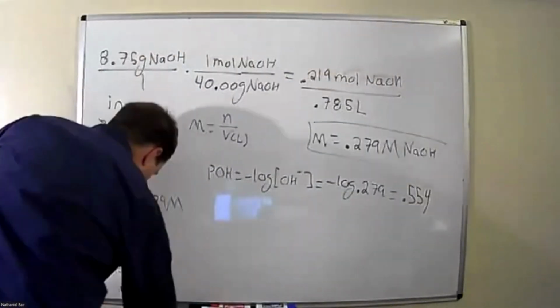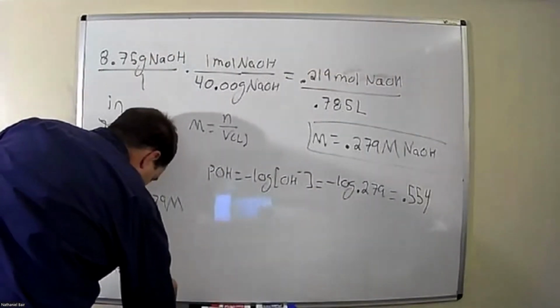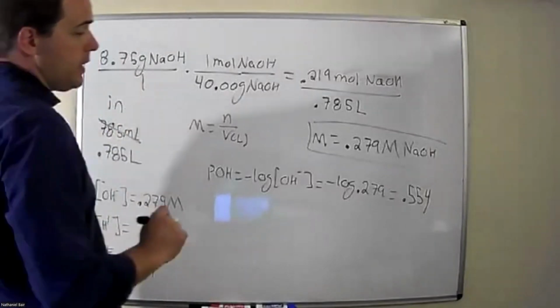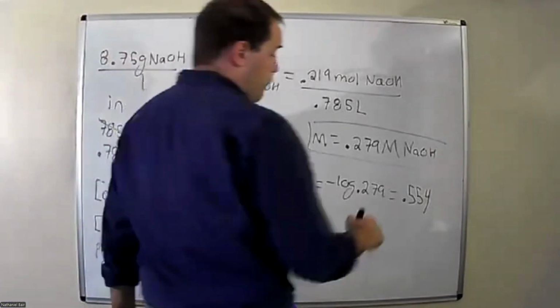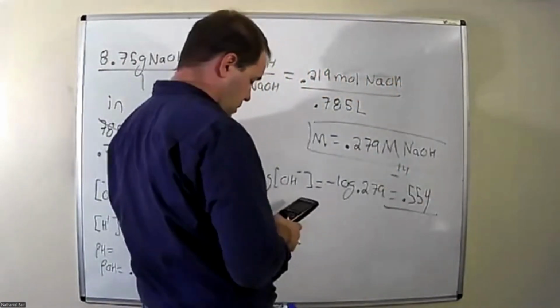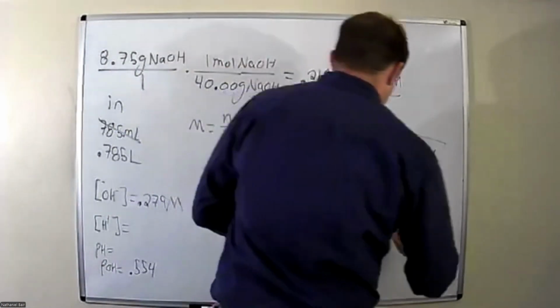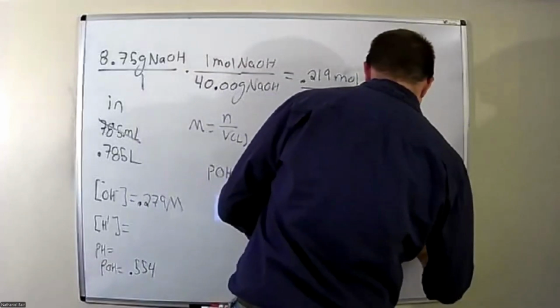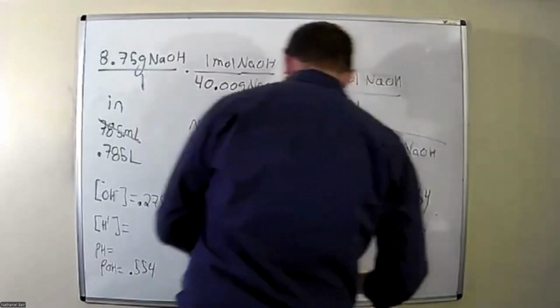So that's a pOH of 0.554. Then I would get a pH. So 14 minus that. If that goes out to the thousandths place, we won't continue to go out past the thousandths place. That's a pH of 13.446.